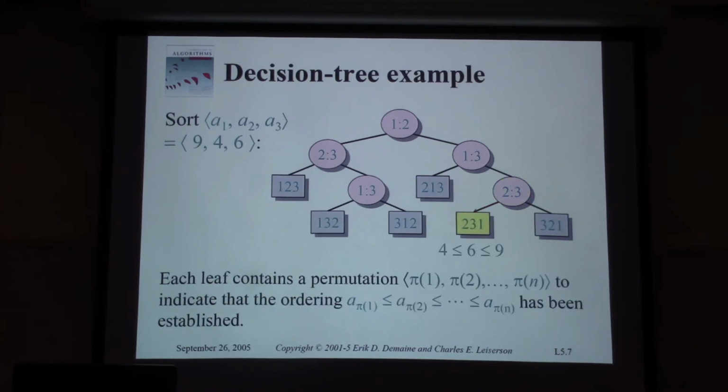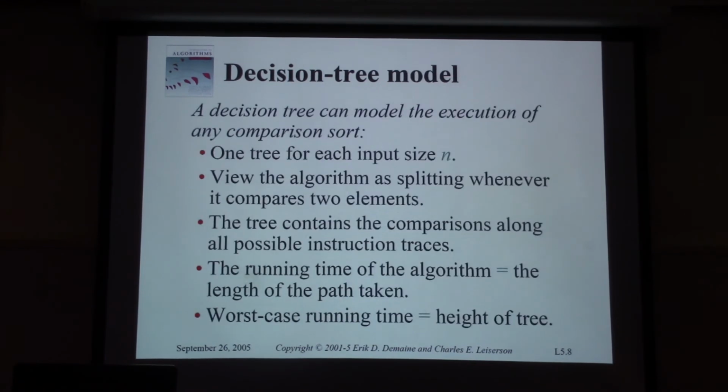So basically, the ordering is going to be looking like this. A decision tree can model the execution of any comparison sort, one tree for each input size. The algorithm is splitting whenever it compares 2 elements. The tree contains the comparisons along all possible instruction traces. The running time of the algorithm is the length of the path taken. The worst case running time is the height of the tree.